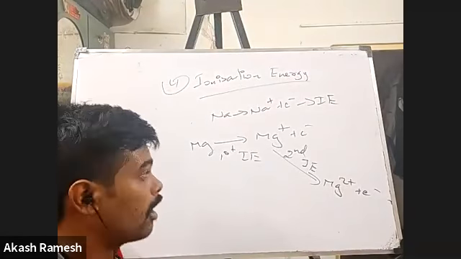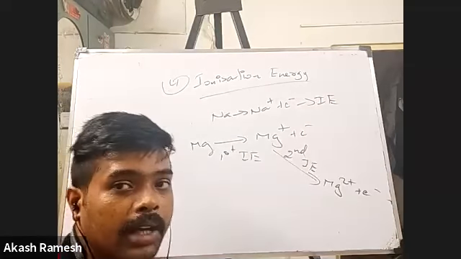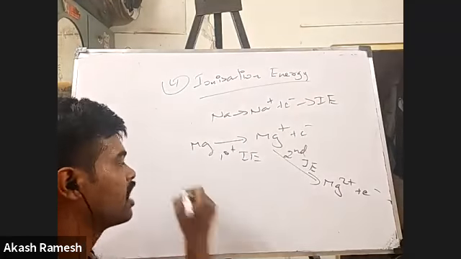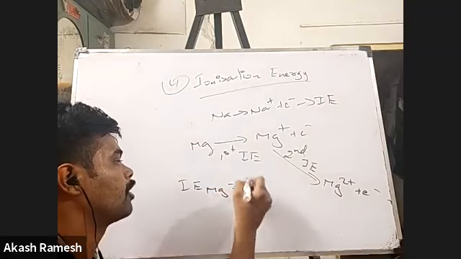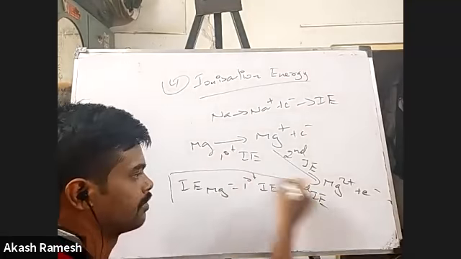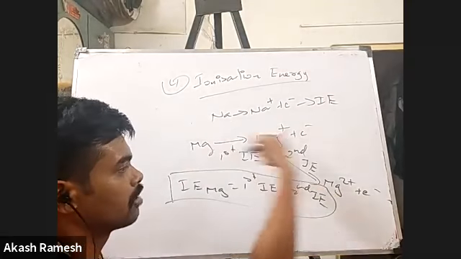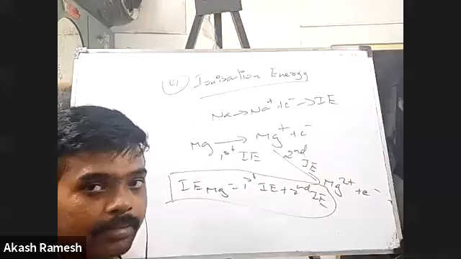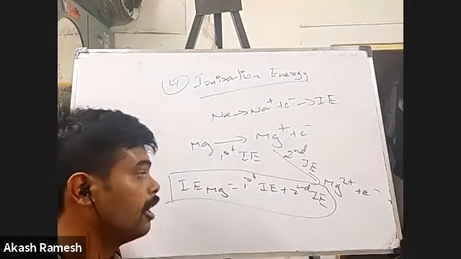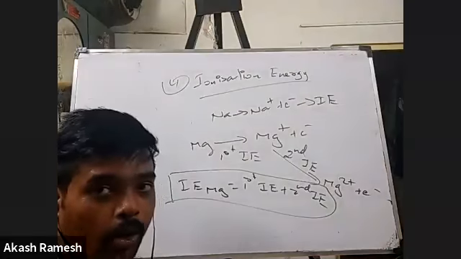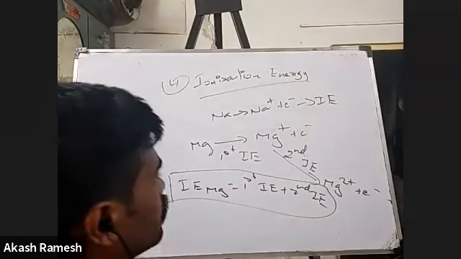Now the question is, out of these two, which is going to be higher? Obviously, the total ionization energy of magnesium to Mg2 plus will always be equal to the first ionization energy plus the second ionization energy. That is understood. So what I'm asking is, which do you think will have higher energy, first or second? Yes, it should be second. Correct. We'll see actually how it goes.